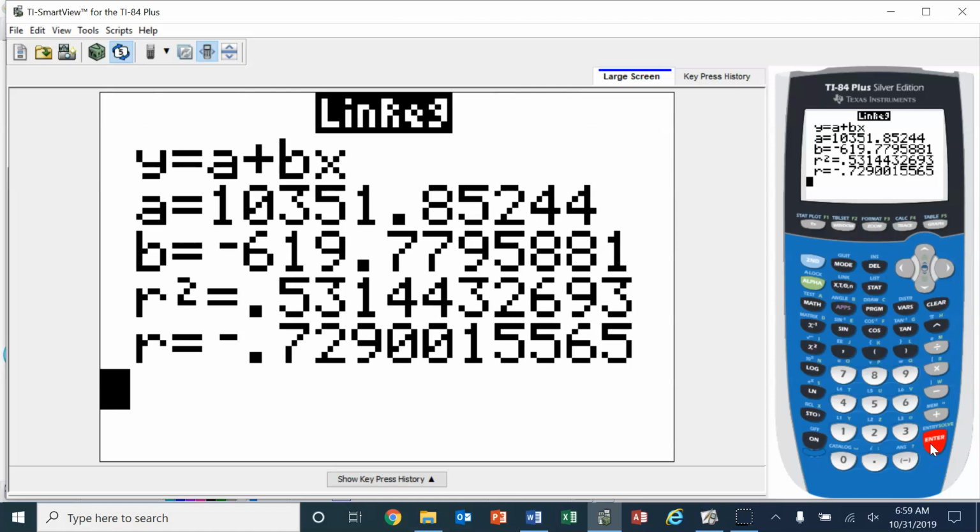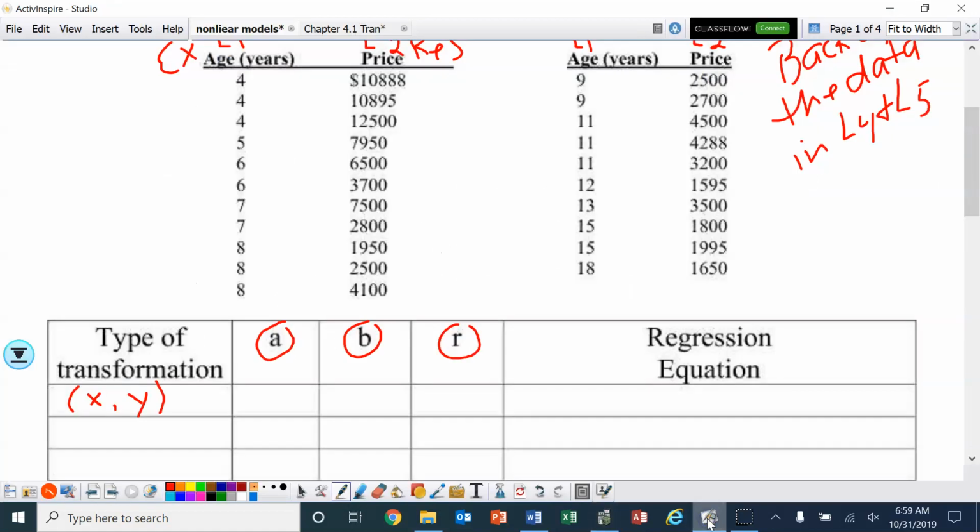So let's fill this in. All right. So A is 10,351.85. And we're going to go 2 decimal places because it's money. B is negative 619.78. R is negative 0.729.